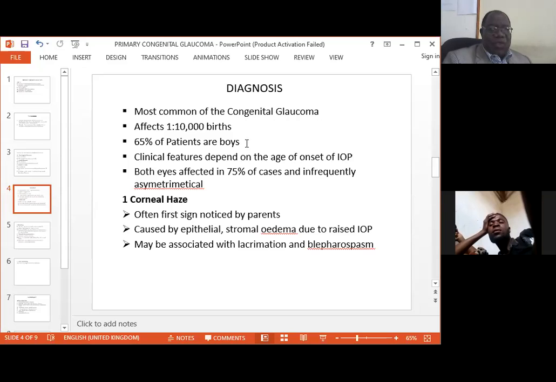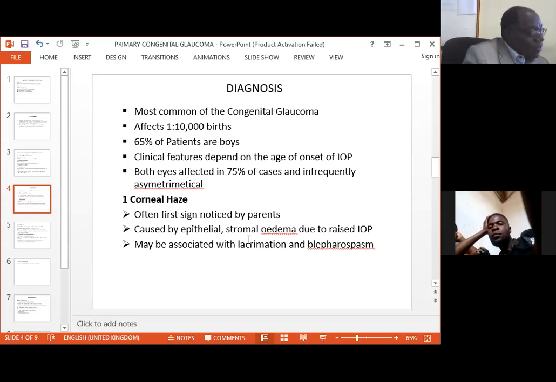Clinical features depend on the age of onset of the intraocular pressure rise. Both eyes are affected in 75% of cases, and infrequently it may be asymmetrical, one eye more affected than the other. The cornea is hazy, often the first sign noticed. Because of the rise of pressure, fluid starts entering the cornea, and the cornea becomes hazy. Everyone knows the cornea is supposed to be clear. Immediately it starts appearing whitish because of fluid that has gone into the cornea.